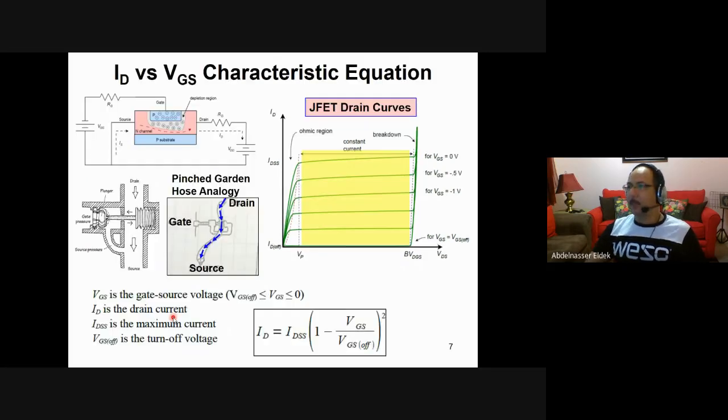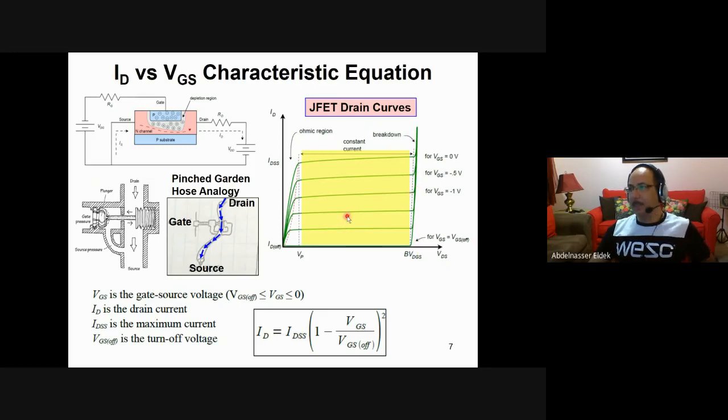Okay. So what is the ID versus VGS characteristics? Here it is. So we have three regions, as I mentioned before. The first region where the voltage and current are proportional to each other, so it acts as a resistor. We call it here the ohmic region. And we have a region here, this is the yellow part here, where we have an almost constant current, and then we have the breakdown at the end.